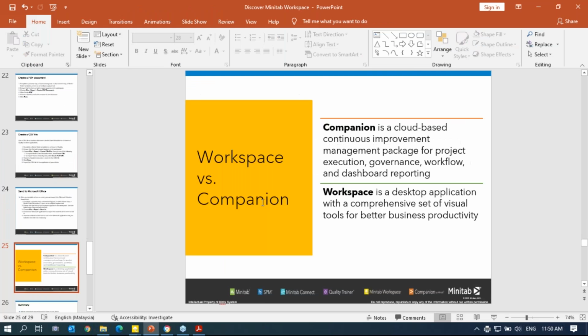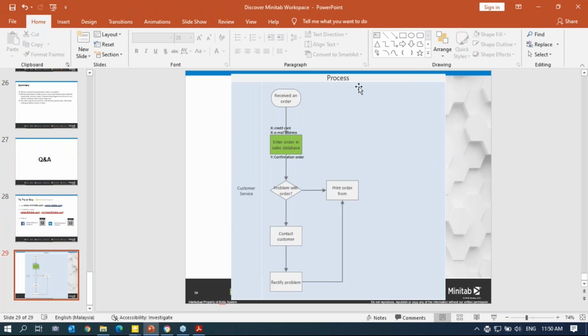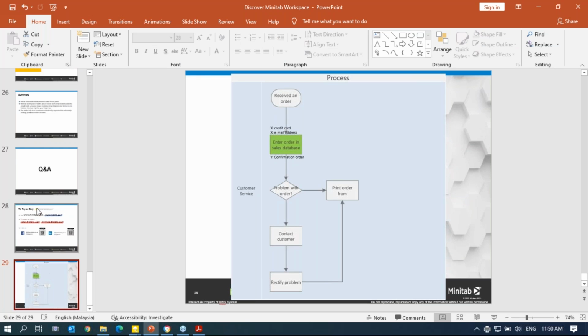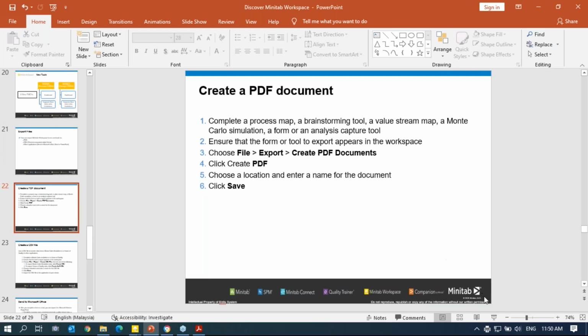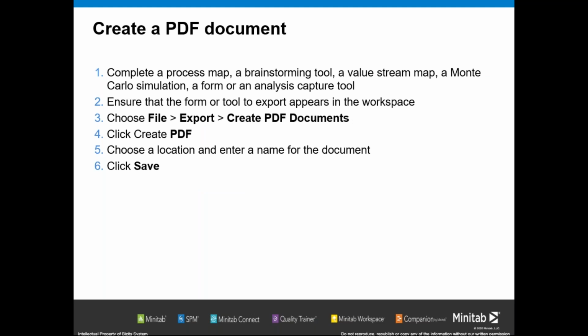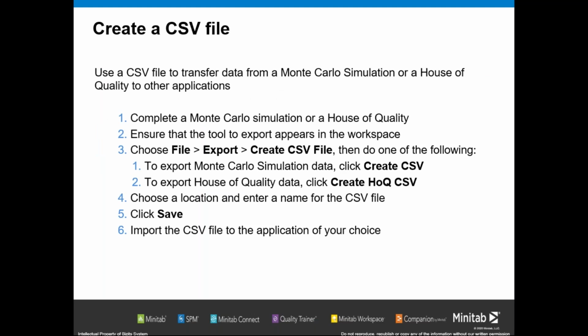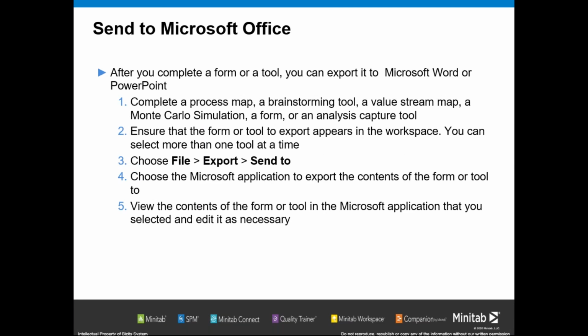So this one, okay, I already sent it to PowerPoint. And then I go back to this one. PDF, already saved it to the PDF file. Just save, create CSV file, send to Office.